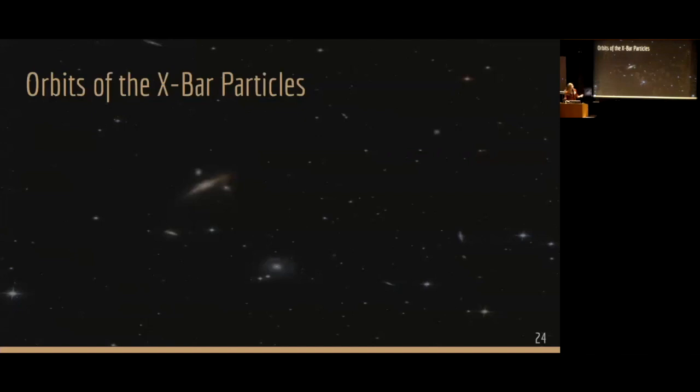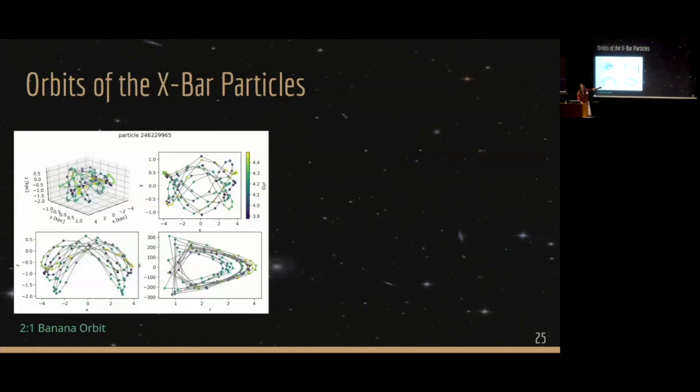Once we have those particles, we then want to actually ask the questions we were asking. What are these particles? So we're going to first look at the orbits of some of these X bar particles. And first I'm going to start with the banana orbit that I've been mentioning over and over again. So here is an example of a banana orbit. This was selected at 4.2 gigayears in the simulation, so well after the bar formation, which was around 0.8 gigayears. This is in the bar frame, so we really have that banana structure there.